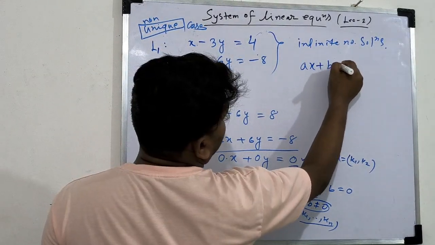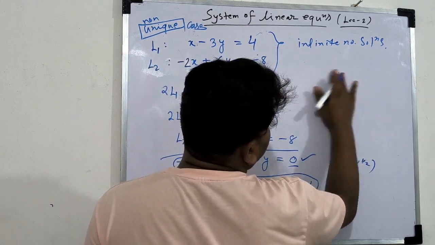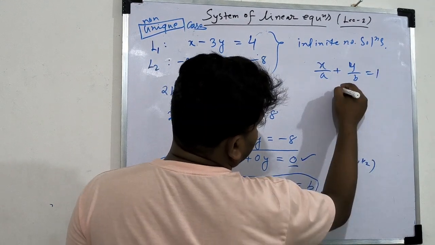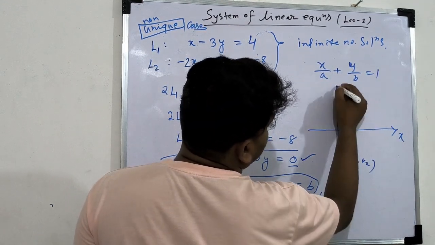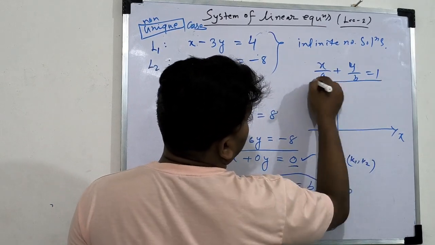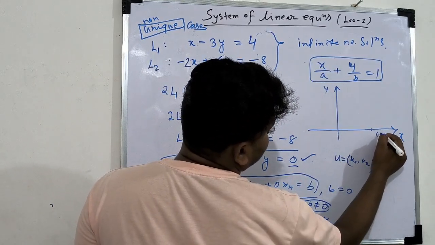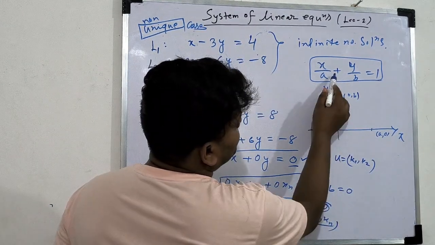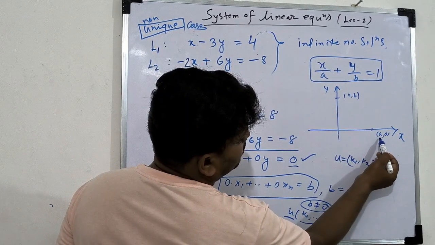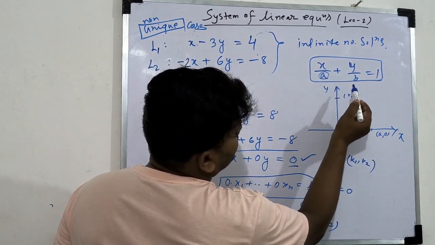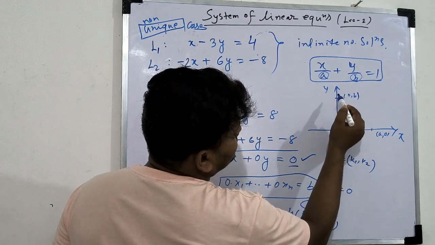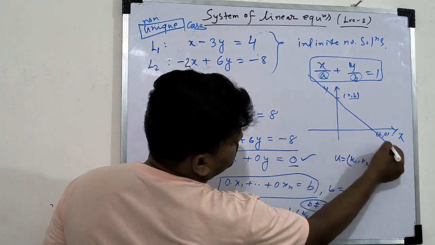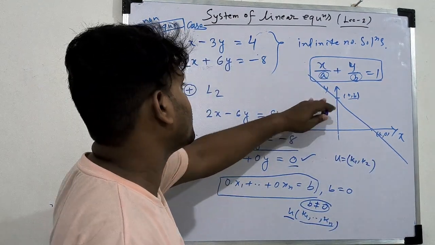You know, if you know the straight line x by a plus y by b equal to 1, then the straight line will cut the x axis at the point a comma 0, and the y axis at 0 comma b. That is, this line will cut x axis at the point a comma 0, as here is x by a and y by b, and this line will cut y axis at 0 comma b. So the line will be this. So from this graph we can solve this question.